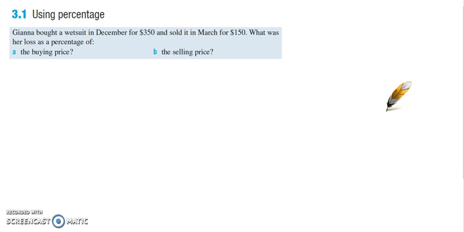So Gianna bought a wetsuit in December for $350 and sold it in March for $150. What was her loss as a percentage of, and so on and so forth. What you really need to look at when you first look at these questions is, did she make money or did she lose money? Because you're always going to be figuring out profit or loss first. So when you look at this, she bought it.